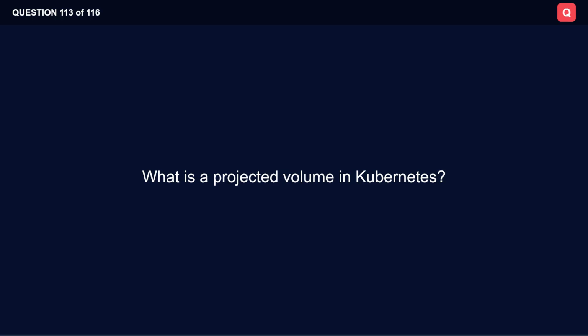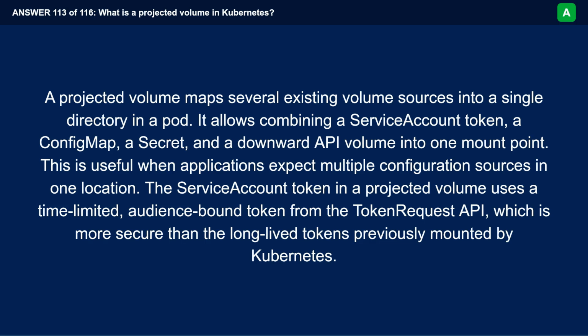What is a projected volume in Kubernetes? A projected volume maps several existing volume sources into a single directory in a pod. It allows combining a service account token, a config map, a secret, and a downward API volume into one mount point. This is useful when applications expect multiple configuration sources in one location.